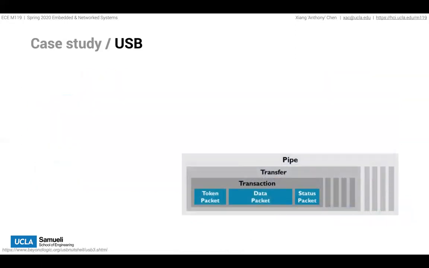Let's take a closer look into USB, because it's a great example to think about serial communication. USB is called host-centric. It's a similar concept to master-slave. It means all the transactions are initiated by the host device.